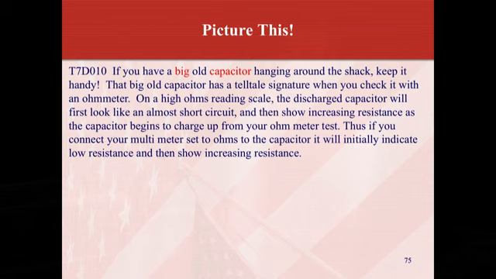If you have a big old capacitor hanging around in the shack, keep it handy. That big old capacitor has a telltale signature when you check it with an ohm meter. On a high ohms reading scale, the discharged capacitor will first look like an almost short circuit and then show increasing resistance as the capacitor begins to charge up from your ohm meter's test. Thus, if you connect your multimeter set to ohms to the capacitor, it will initially indicate low resistance and then show increasing resistance.